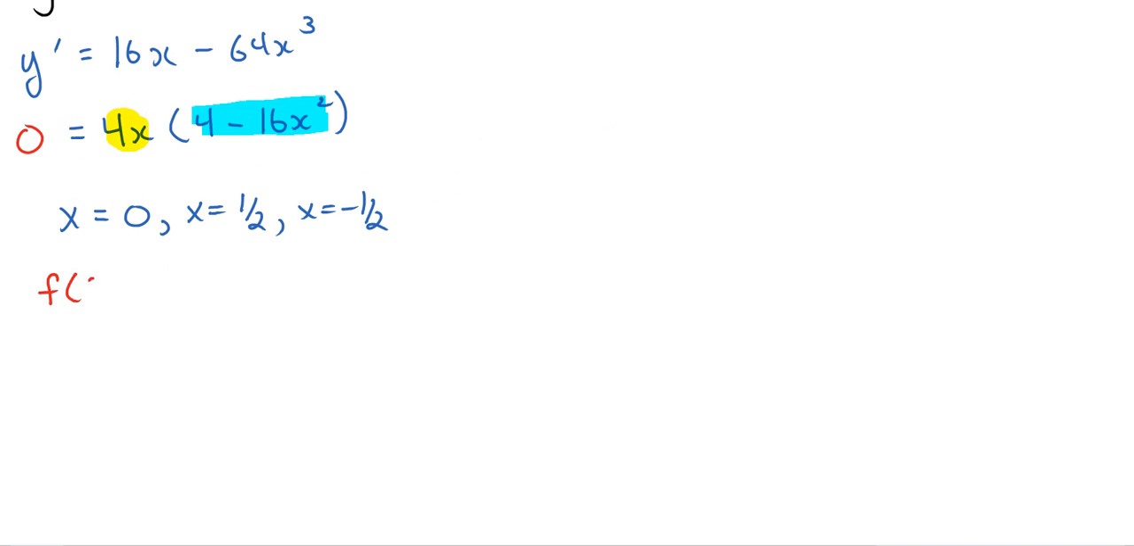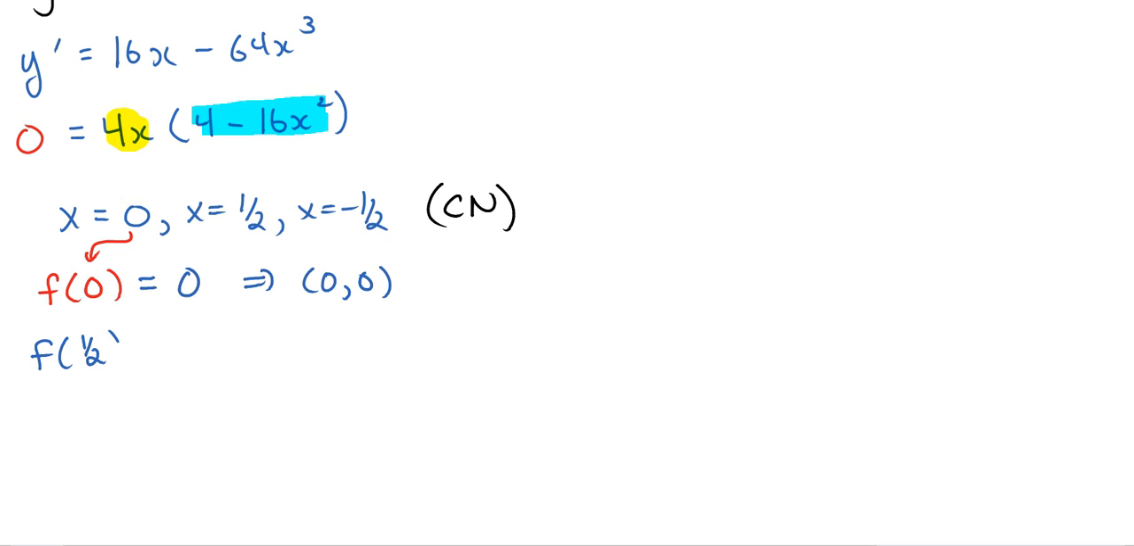So f of 0, taking my critical numbers and putting them back into my original equation. If I do that, I get 0, so this will be the point (0, 0). That's my first critical point. Then I'll evaluate f of 1/2. This will be 1, so I have another critical point at (1/2, 1).